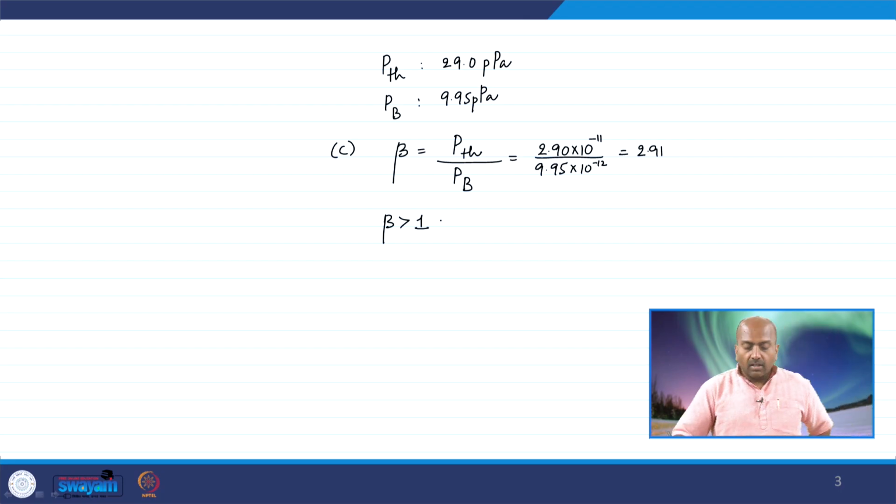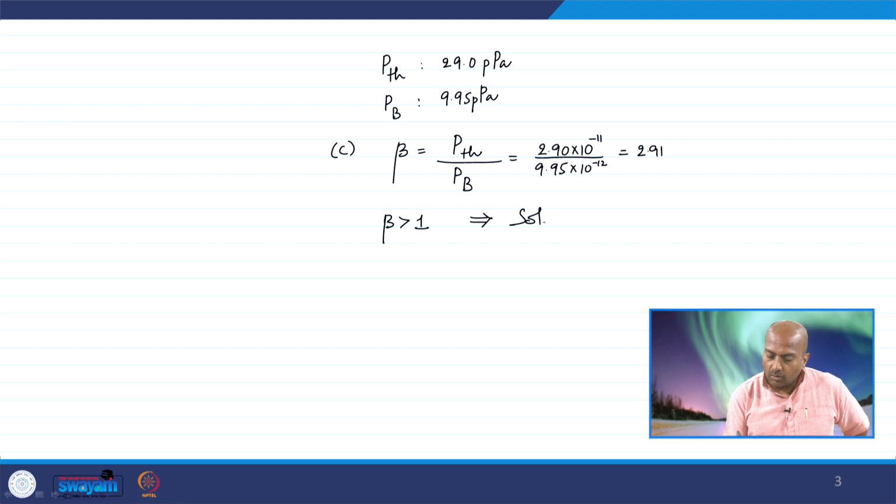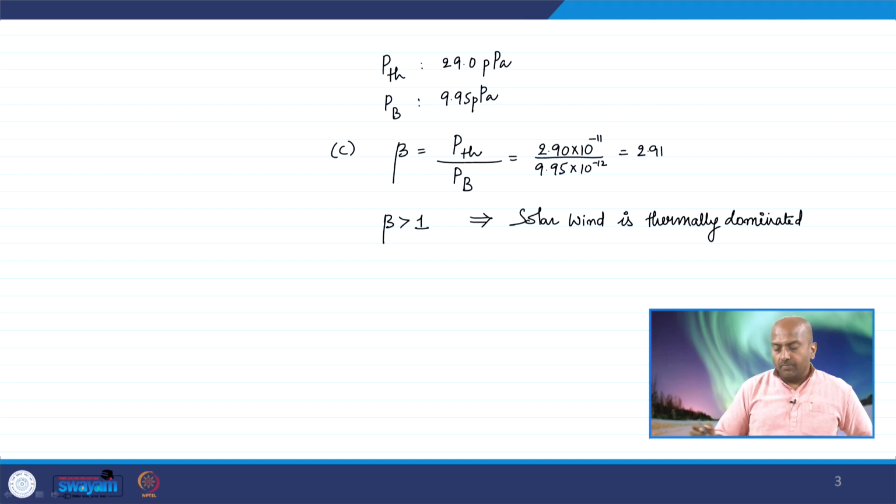The solar wind is thermally dominated. We say that this solar wind is thermally dominated. Now, when we repeat this calculation in the magnetosphere, we will see a contrasting result. Okay. Now, let us look at this example.